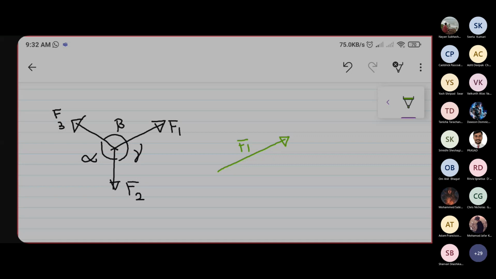Then another force I'll use as F3, and the vertical downward force as F2. Now this becomes a triangle. Just see here what I am doing. Along a line, the angle is 180 degree, right? Along the line, the angle is 180 degree.